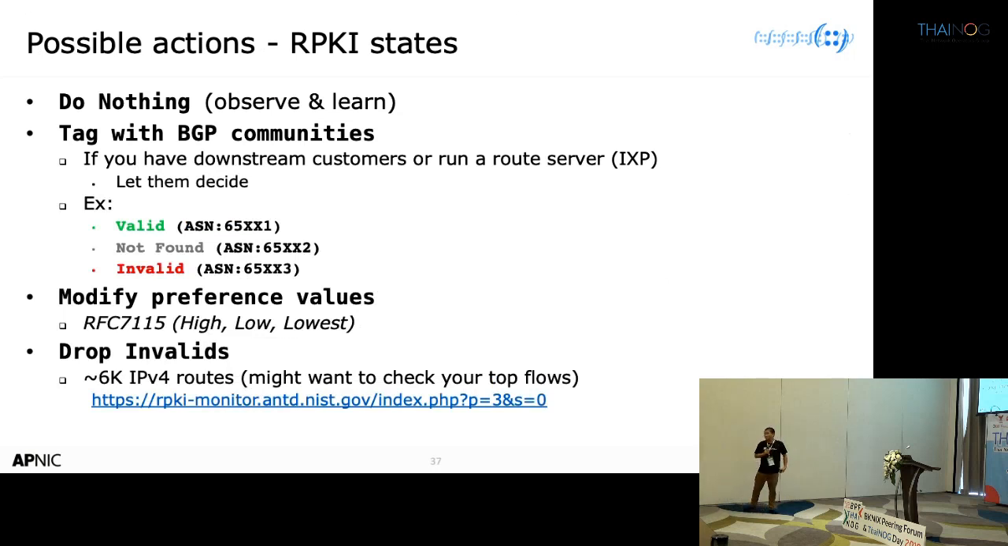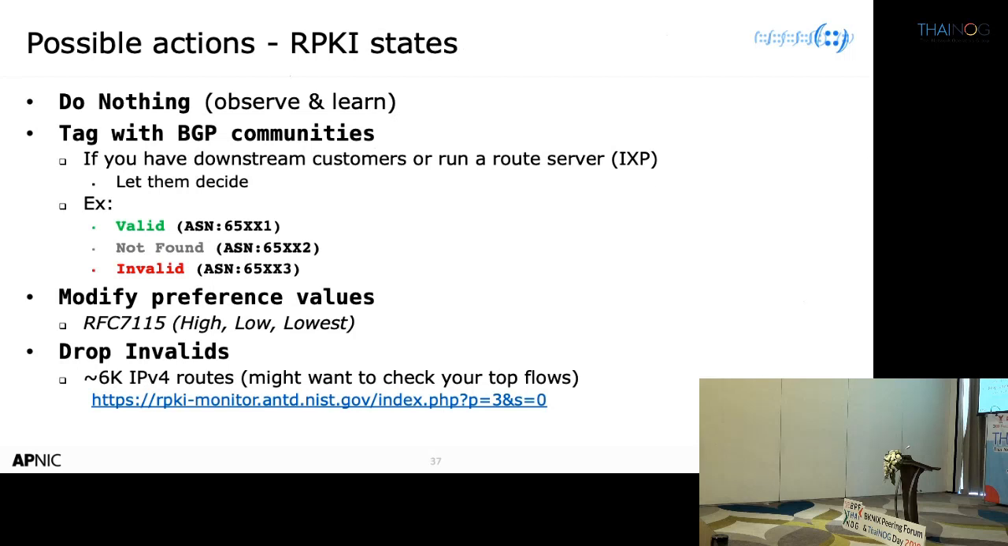So, what could we do with all this validation state? Okay, your router says valid, invalid, not found. So what can we do with that? First one, do nothing. But up to you. We are just trying to list out the choices that we have.